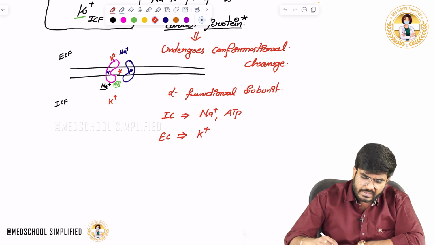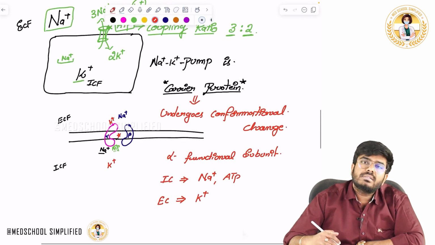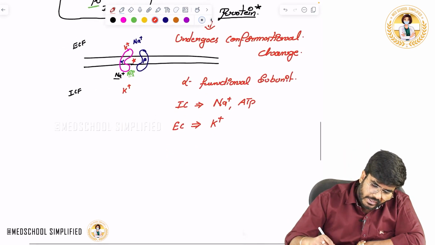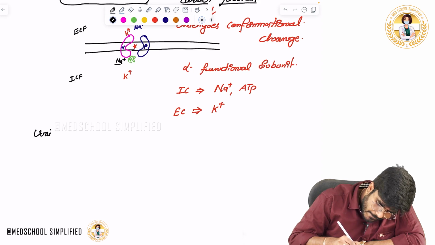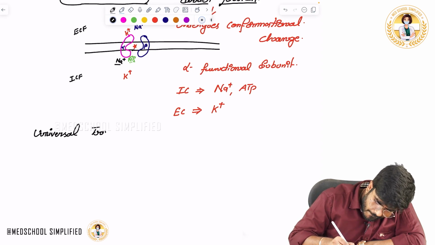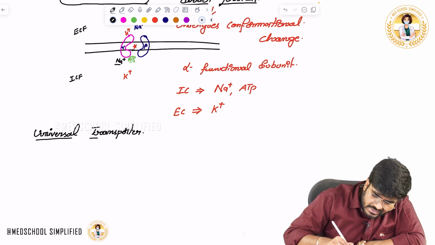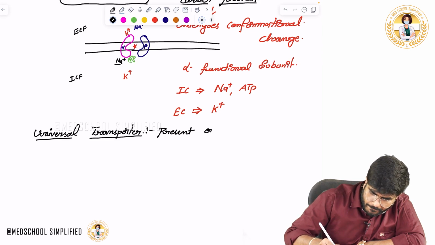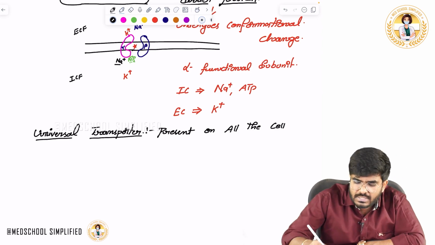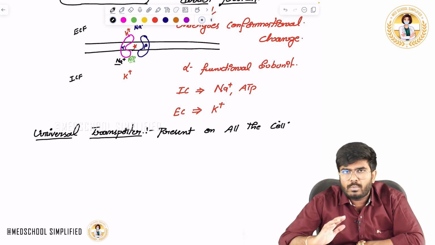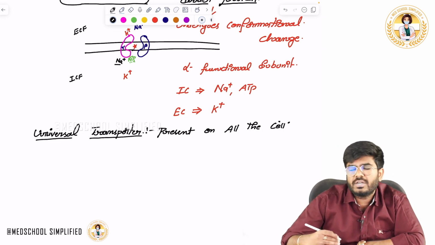Okay. Next, what else should you know regarding this sodium potassium ATPase? This sodium potassium ATPase is a universal transporter. What do I mean by that? It's present on all the cells. Of course, there are exceptions, but the sodium potassium ATPase is present almost on all the cells. That's why it's called a universal transporter.